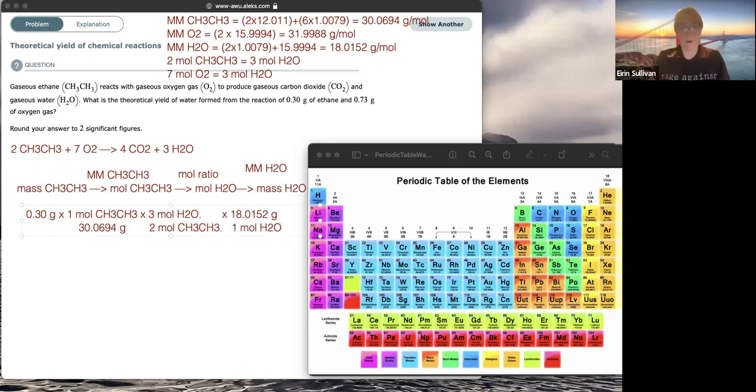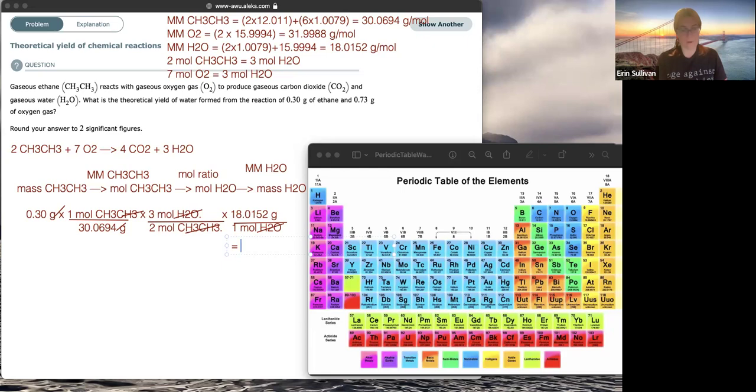So before you put anything in your calculator, just make sure that everything is cancelling out correctly. So grams cancel out, moles of ethane cancel out, moles of water cancel out. So I'm going to get a number. It's going to be the mass of water that I would get if I had infinite amounts of oxygen to react with and only 0.3 grams of ethane. Okay, so I'm not finished with my calculation yet, just to be clear. It's very easy to get a number and think you're done.